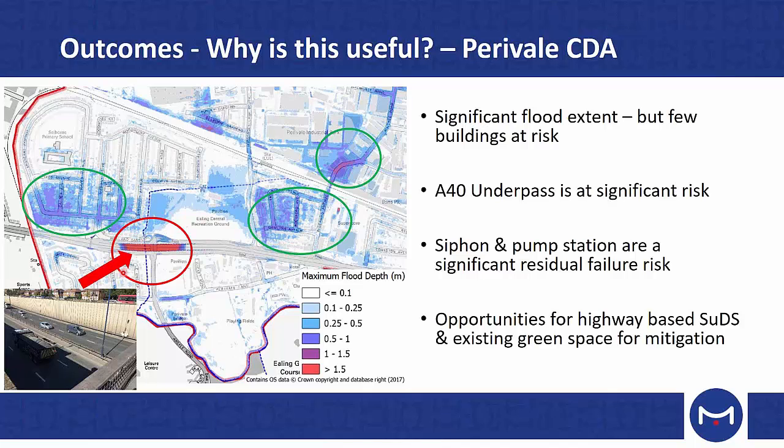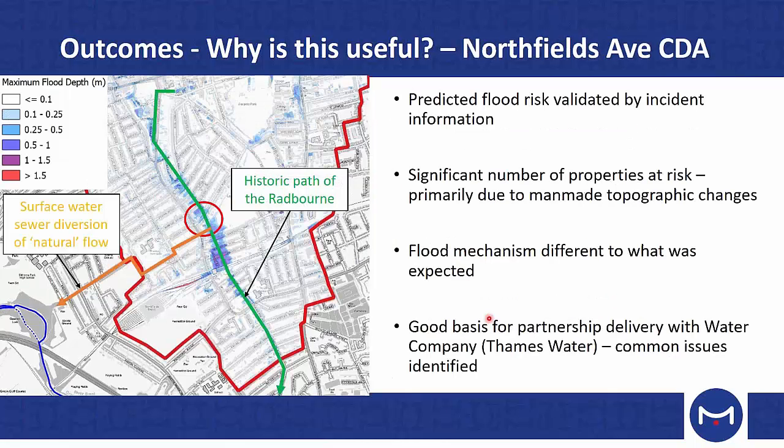But I guess the major outcome for Ealing was understanding the risk to this underpass, and it highlighted the fact that they didn't actually have much control over it, because it wasn't their pump station, it wasn't their siphon that controlled that risk. So if this pump station were to fail, then obviously a lot of the flood water would remain on the north side of the A40 here, which is a reasonably significant residual risk for them.